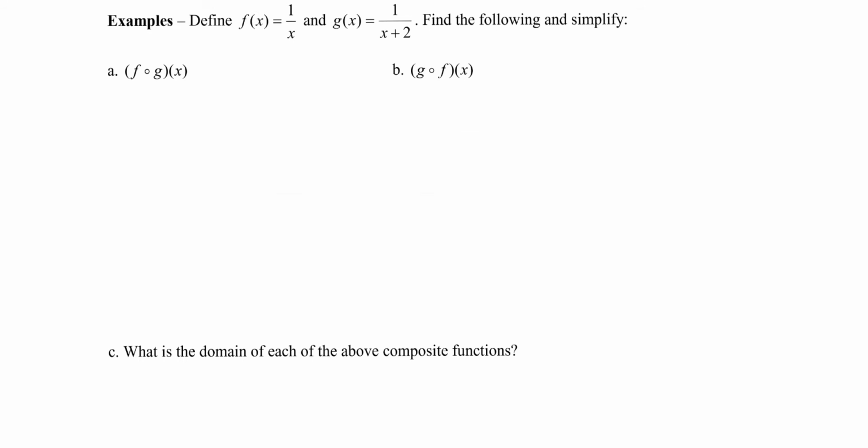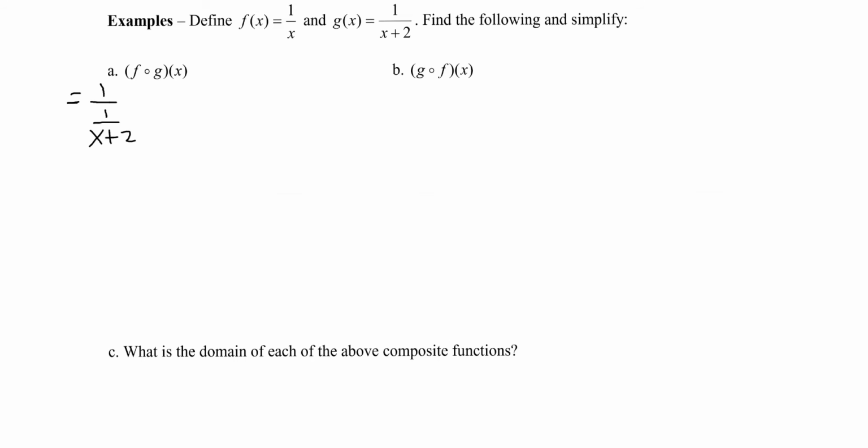Okay, so here we're going to do f composed with g of x first. So f is 1 over x. So we're going to do 1 over, and instead of x on the bottom, we're going to put in g. So it'll be 1 over x plus 2. So we got, again, that crazy complex fraction.